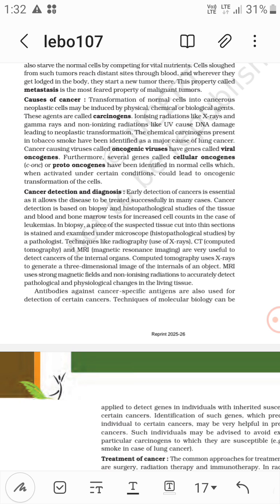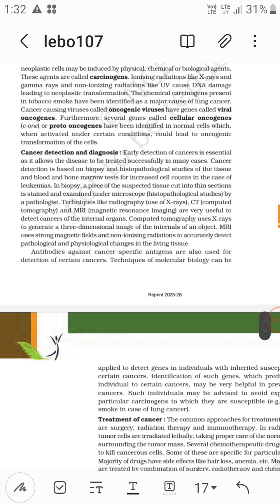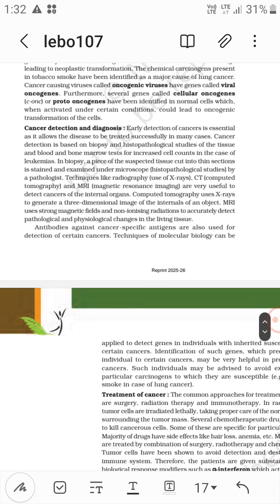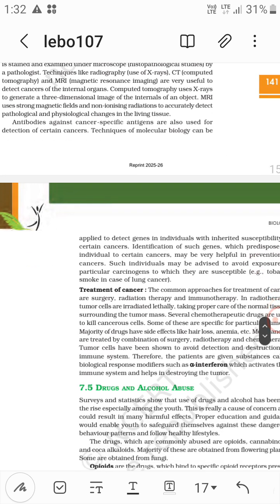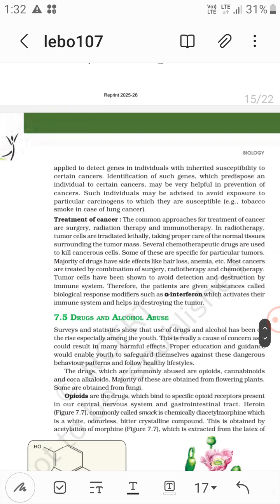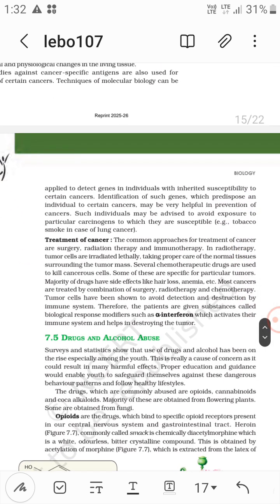Antibodies against cancer-specific antigens are also used for detection of certain cancers. The antibodies that are produced against these cancer-specific antigens are used for detection. Techniques of molecular biology can be applied to detect genes in individuals with inherited susceptibility to certain cancers.